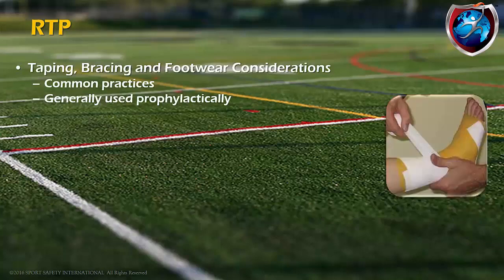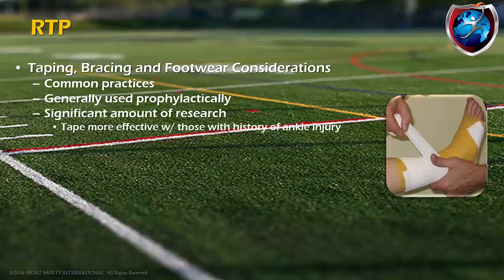Taping and bracing of the ankle are common practices in the athletic setting. Generally, taping and bracing are used prophylactically in effort to prevent first-time ankle sprain, or, more often, to prevent recurrent ankle sprains. A significant amount of research on taping and bracing has been conducted, but few authors have investigated if these measures can reduce the incidence of lateral ankle sprains.